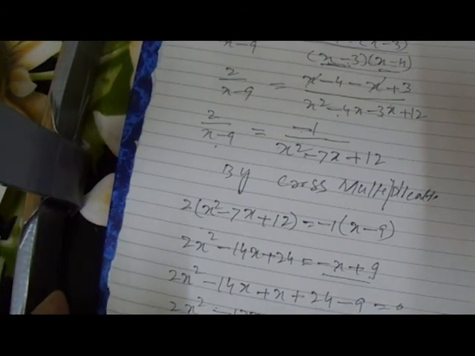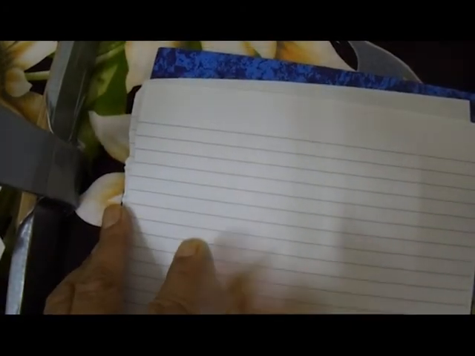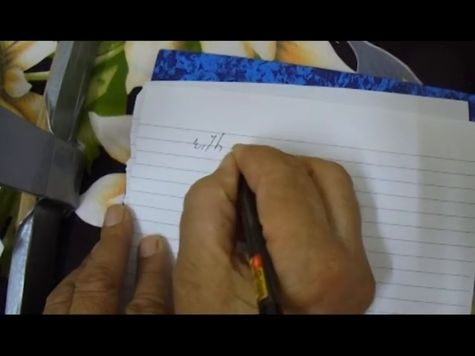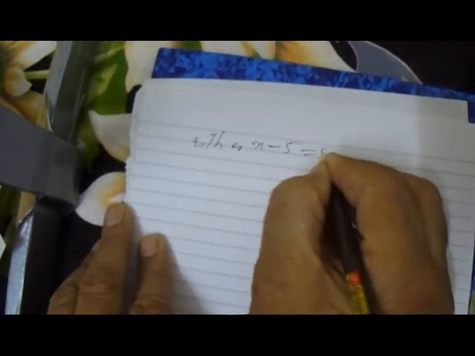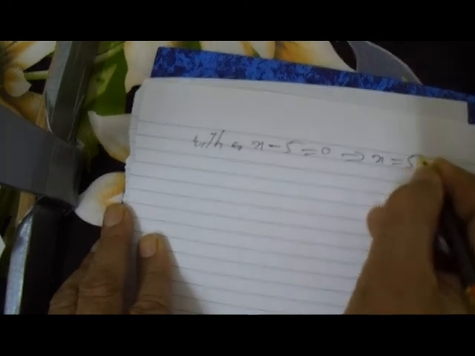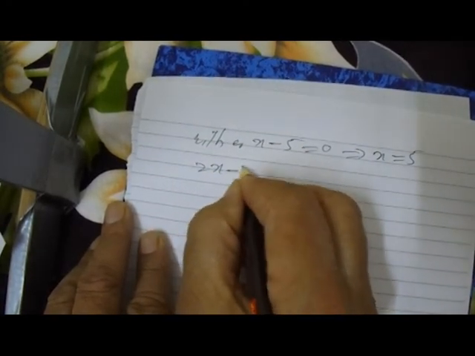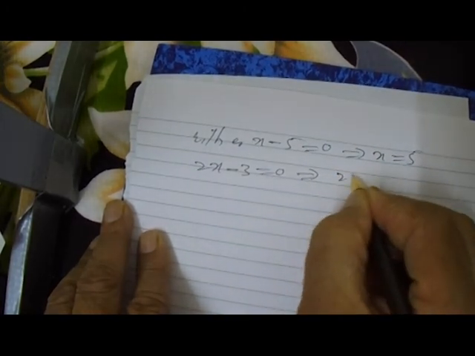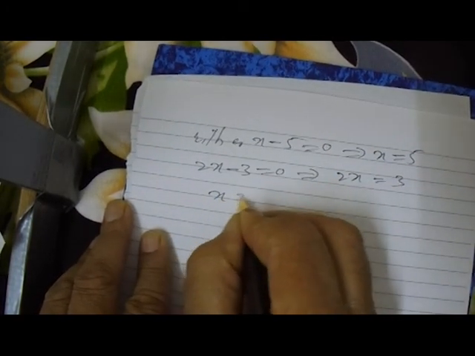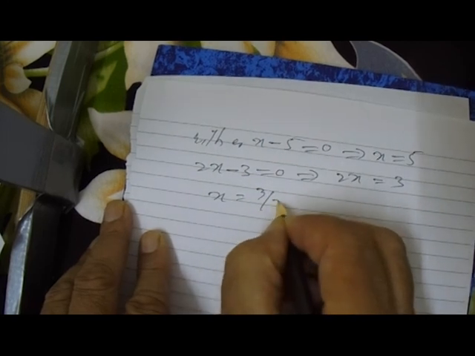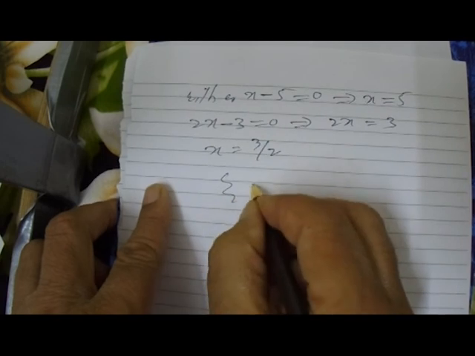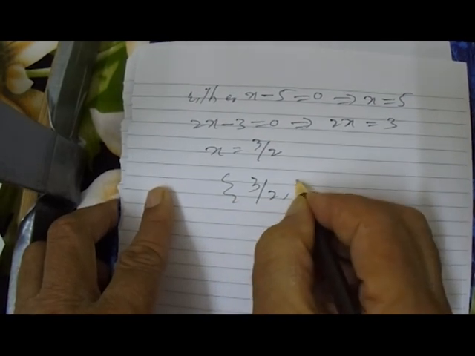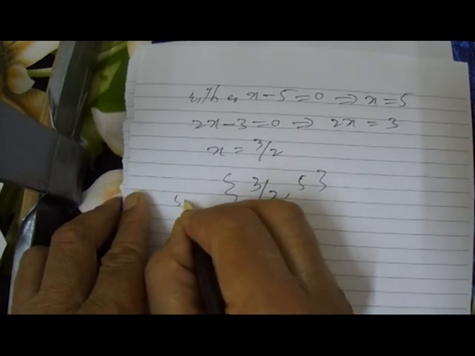Now we have these two factors and we get the answer by equating to 0. We get this result: either x minus 5 is equal to 0, so here x is equal to 5. Now 2x minus 3 is equal to 0, and here 2x is equal to 3 and x is equal to 3 by 2. Now we have two solutions, and the solution set is 3 by 2 and 5. Now this is the solution set of this question.